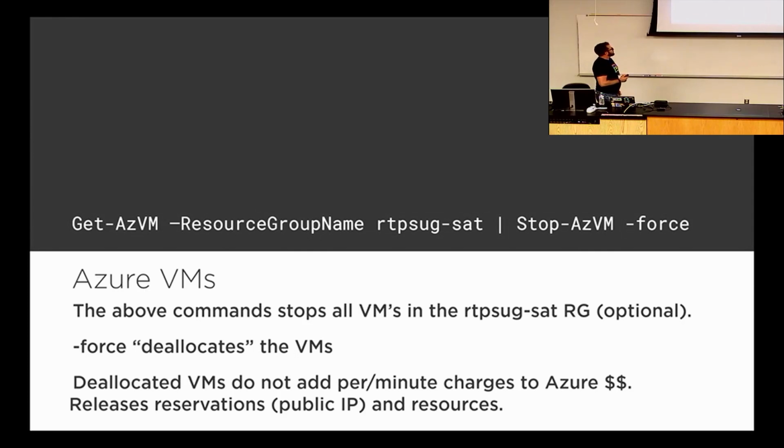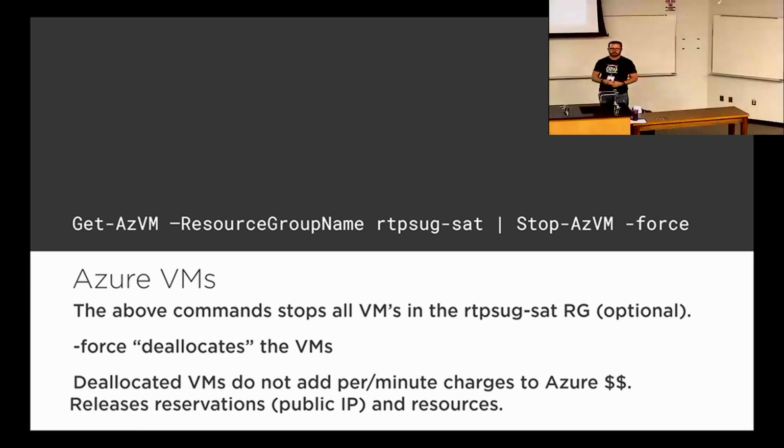All right, so we should all be familiar with this command. This is some of the methods that we need to apply. When we're running Azure VMs and we want to shut those down, this is what we need to use. I select the Azure VM, I'm grabbing my resource group name, RTPSUG-Saturday, and I pipe it over to Stop-AzVM. The critical thing here is -Force. When you're using PowerShell, -Force is always going to be your friend in the cloud.